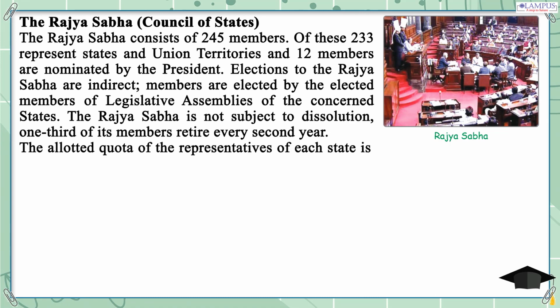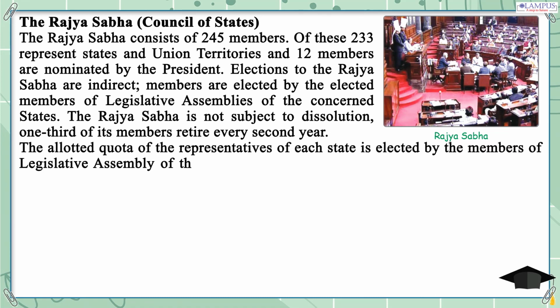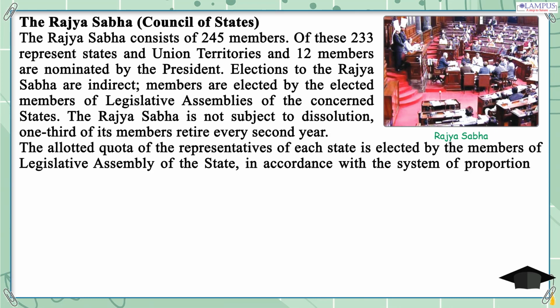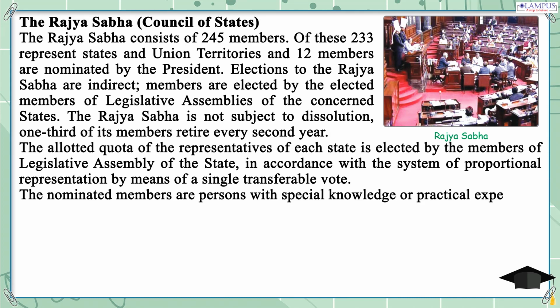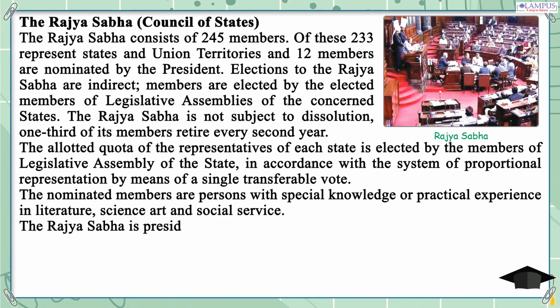The allotted quota of the representatives of each state is elected by the members of the Legislative Assembly of the state, in accordance with the system of proportional representation by means of a single transferable vote. The nominated members are persons with special knowledge or practical experience in literature, science, art and social service. The Rajya Sabha is presided over by the Vice President of India.